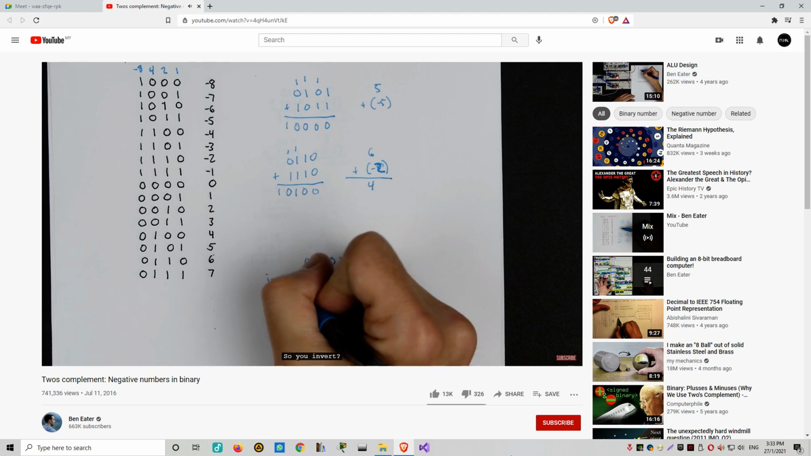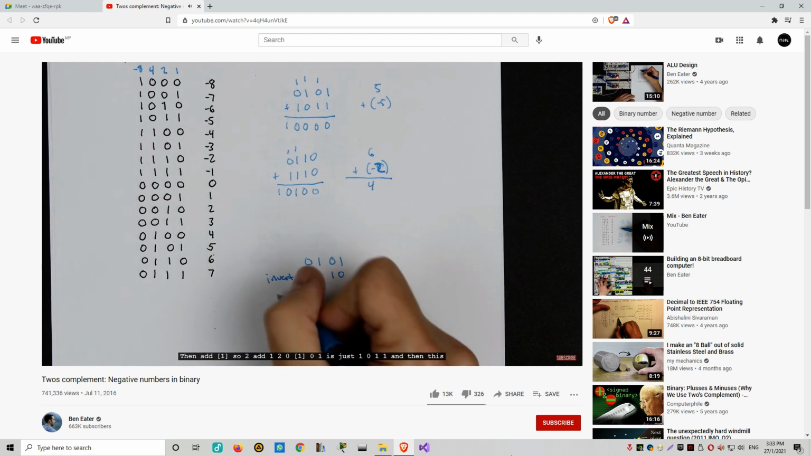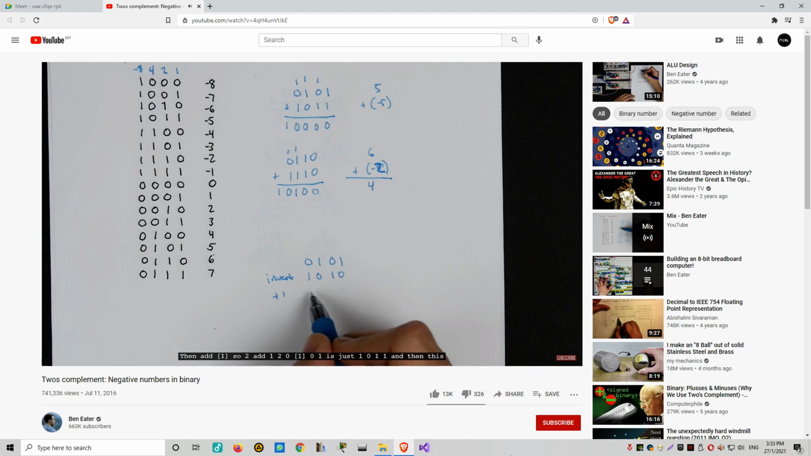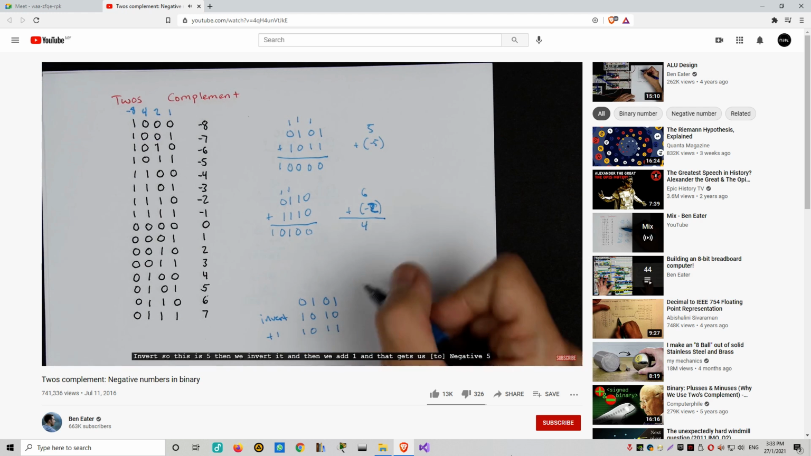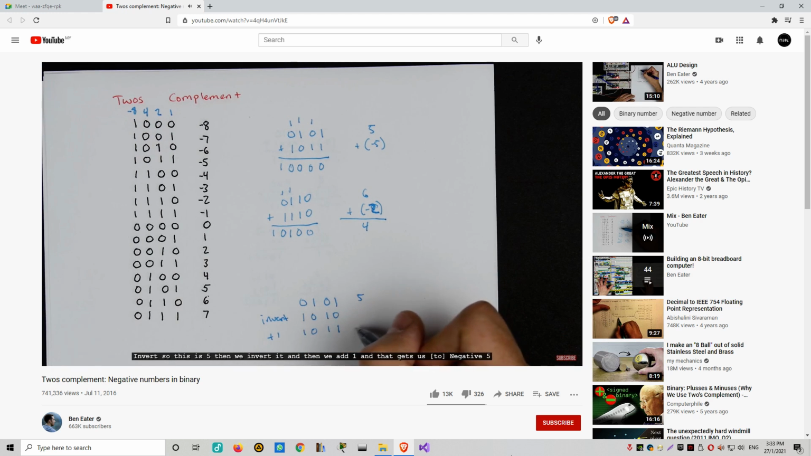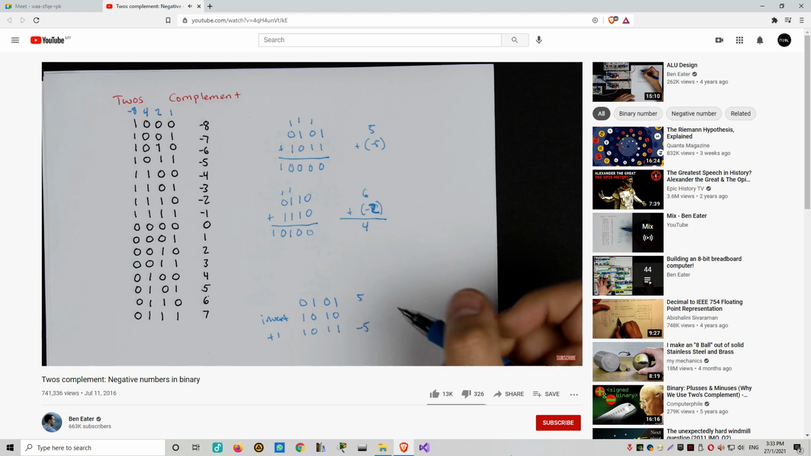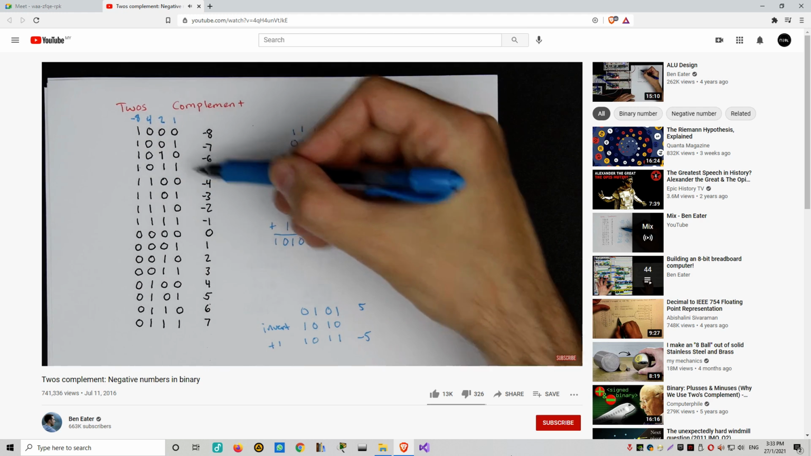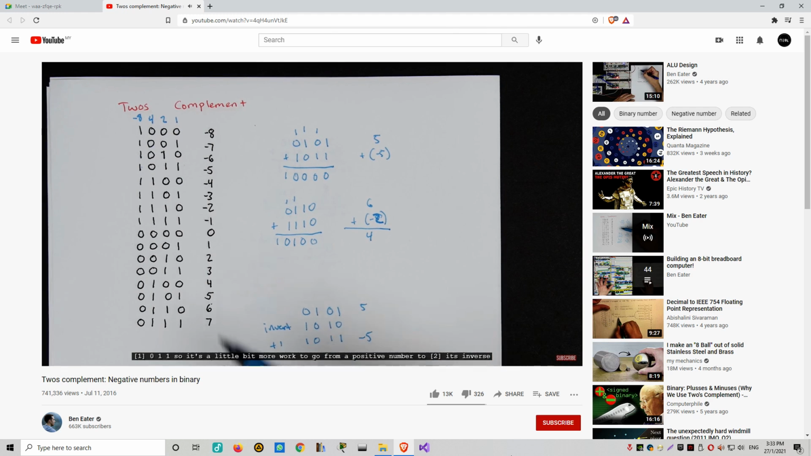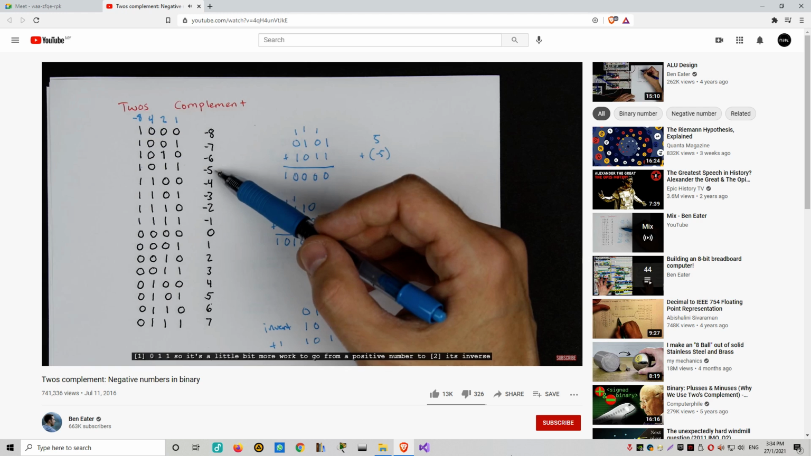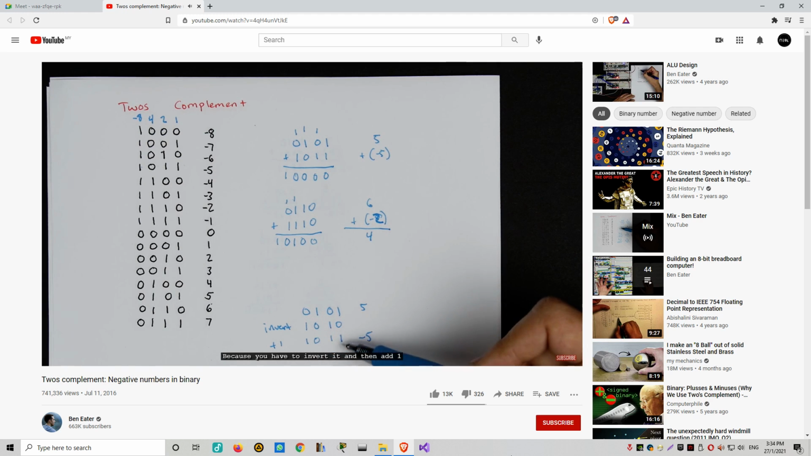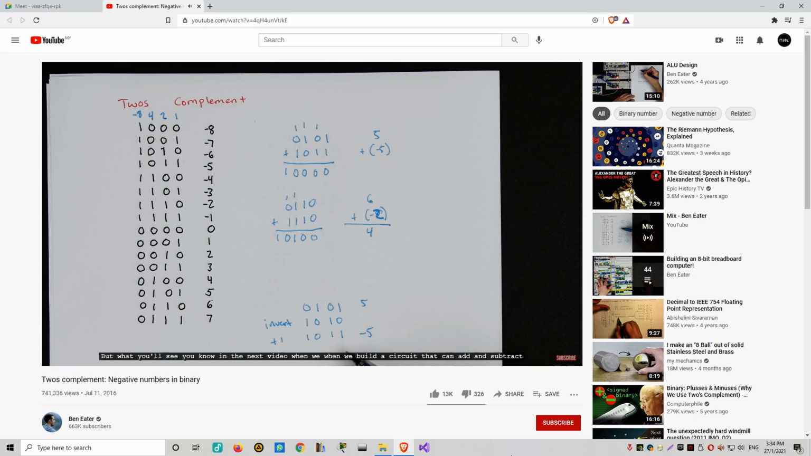So you invert, and then add 1. So to add 1 to 0, 1, 0, 1 is just 1, 0, 1, 1. So this is 5, then we invert it, and then we add 1, and that gets us to negative 5. And you can see negative 5, 1, 0, 1, 1. So it's a little bit more work to go from a positive number to its inverse, because you have to invert it and then add 1. But what you'll see in the next video when we build a circuit that can add and subtract, you'll see that it's actually not too hard to build this in hardware.